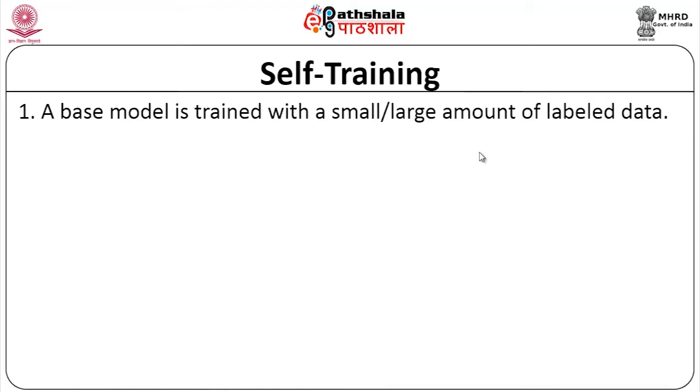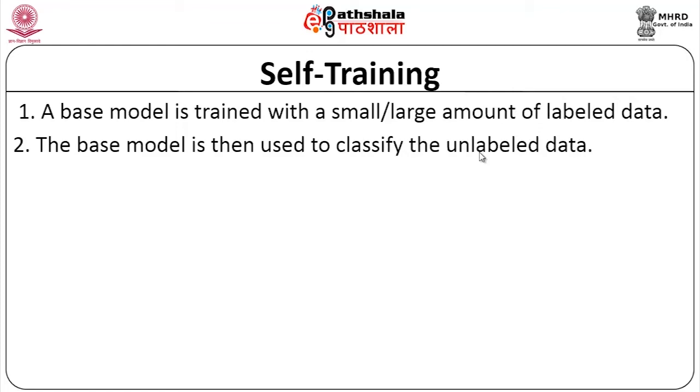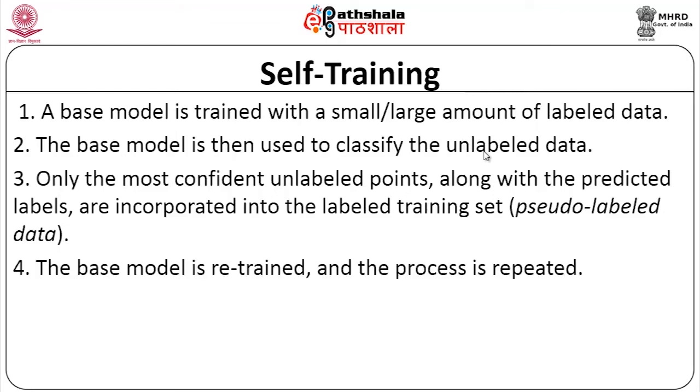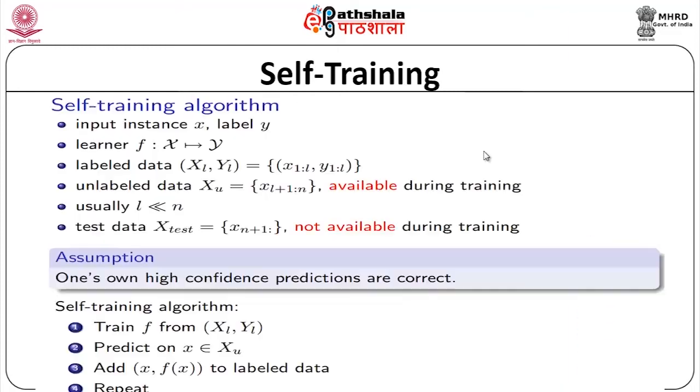So, a base model is trained with a small or large amount of labeled data. The base model is then used to classify the unlabeled data. So, only the most confident unlabeled points along with the predicted labels are incorporated into the labeled set, which is called pseudo labeled data. The base model is retrained and the process is repeated. So, you start with the base model and that base model keeps getting retrained, and the process is repeated and so on. So, this is the self training algorithm.